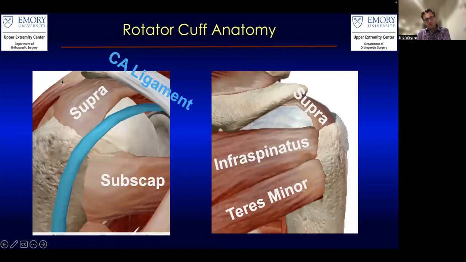This shows some pictures. So here's your supraspinatus coming in. This is what's called your STA ligament. It's kind of over the top of your humeral head. This is your long head biceps tendon, going between your supraspinatus and your subscapularis.